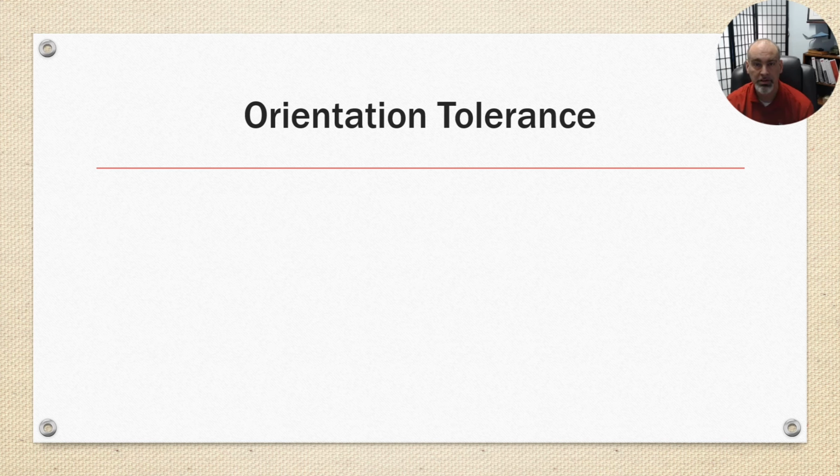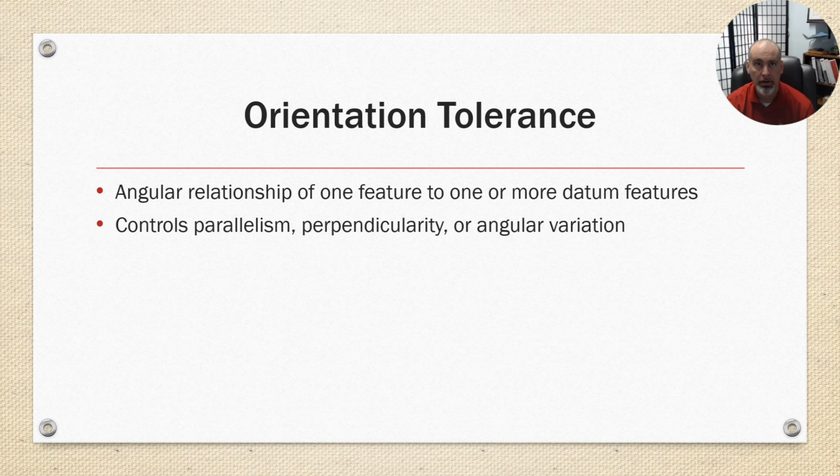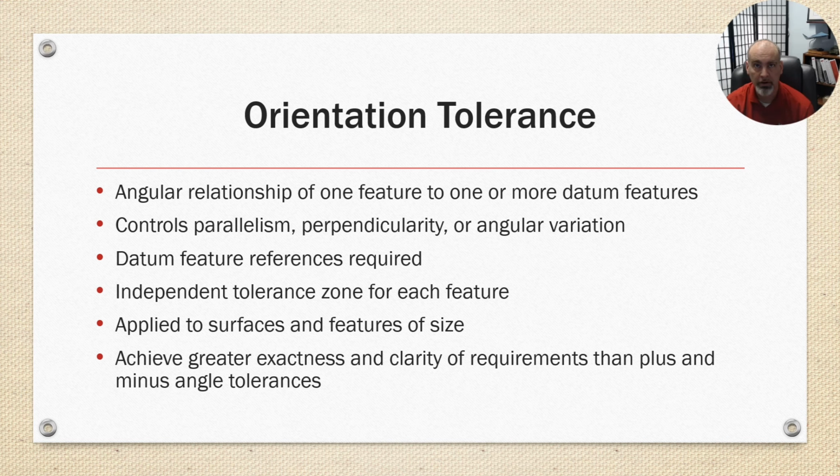An orientation tolerance is an angular relationship of one feature to one or more datum features. It controls parallelism, perpendicularity, or angularity variation. Datum feature references are required, and there is an independent tolerance zone for each feature. It's also applied to surfaces and features of size, and can achieve greater exactness and clarity of requirements than plus or minus angle tolerances can achieve.